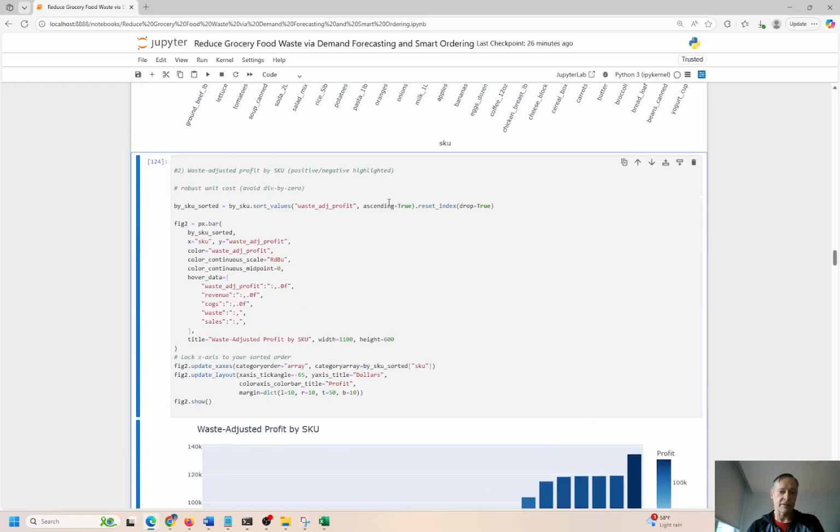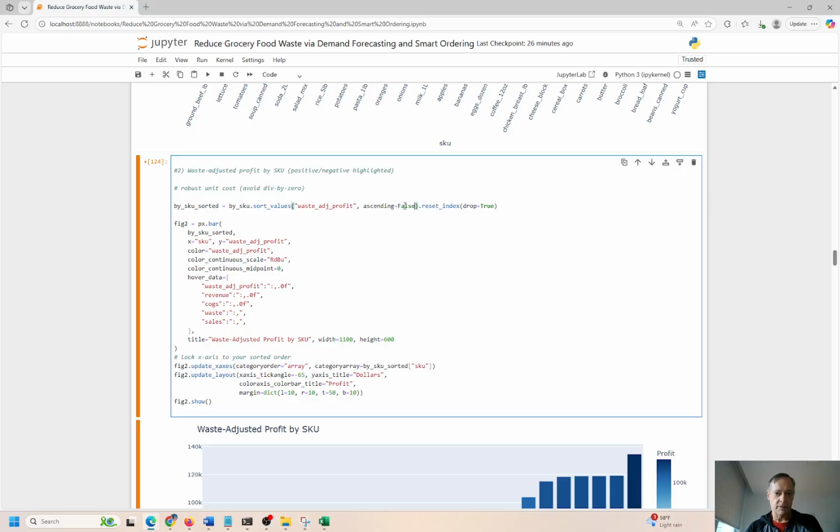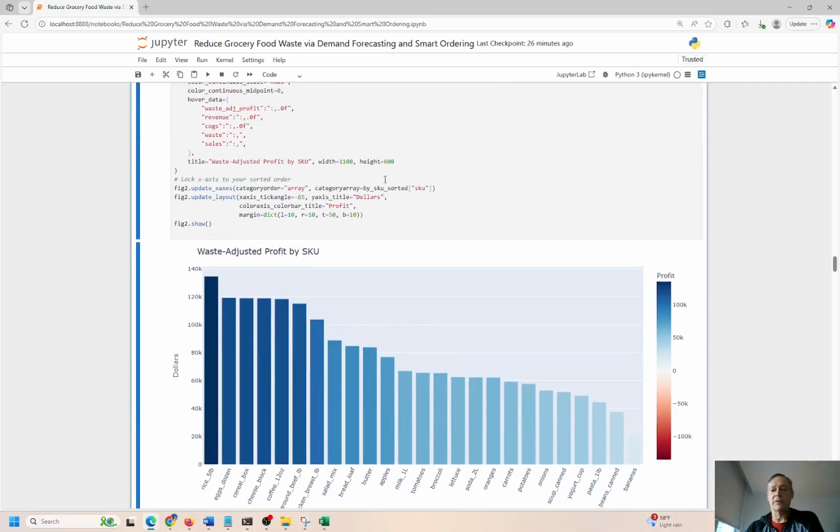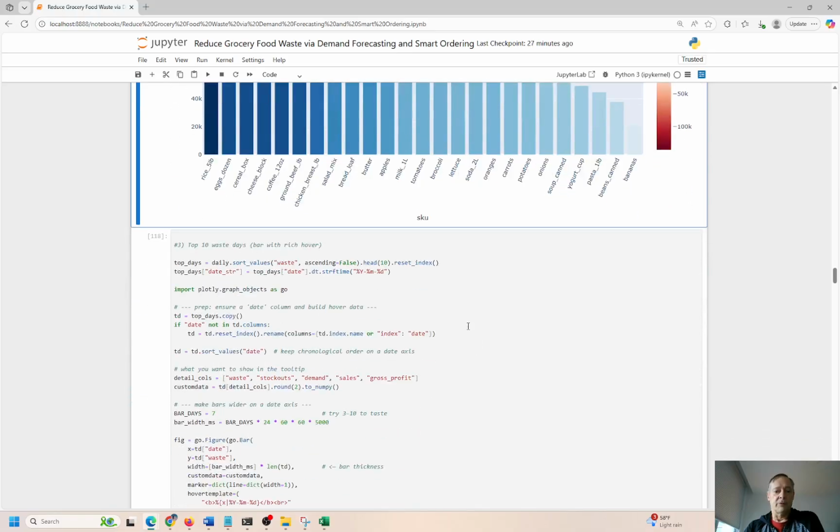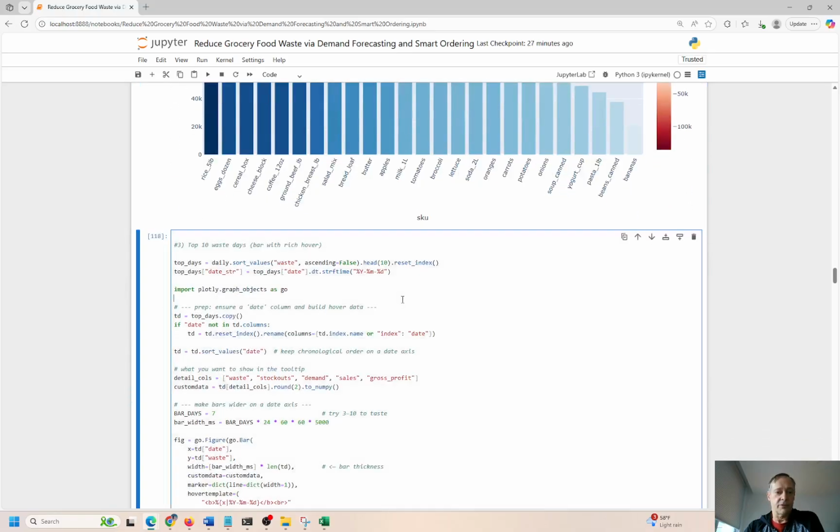right? I like this view a little bit better. That's my personal preference. Maybe you like the other way. It's really up to you. These things are pretty flexible, right? So you can change it to do whatever you need.